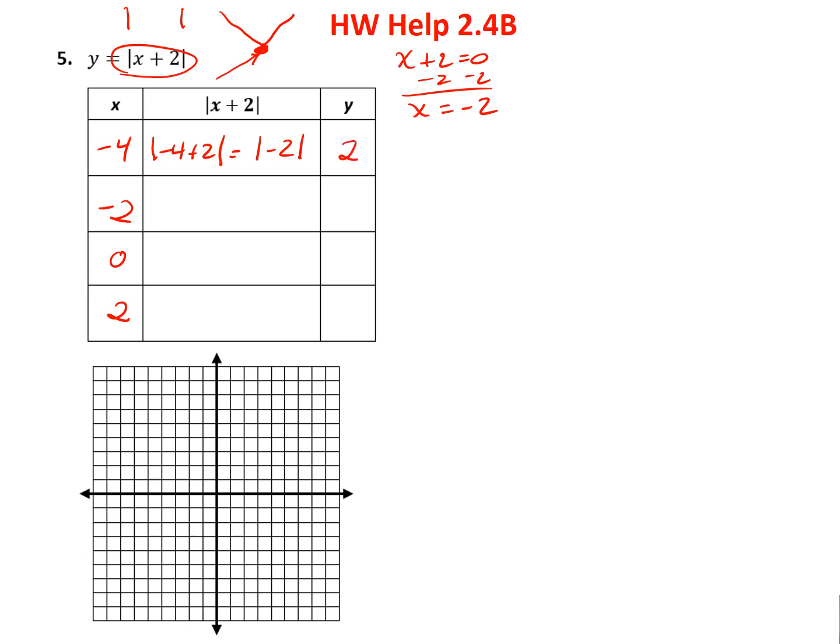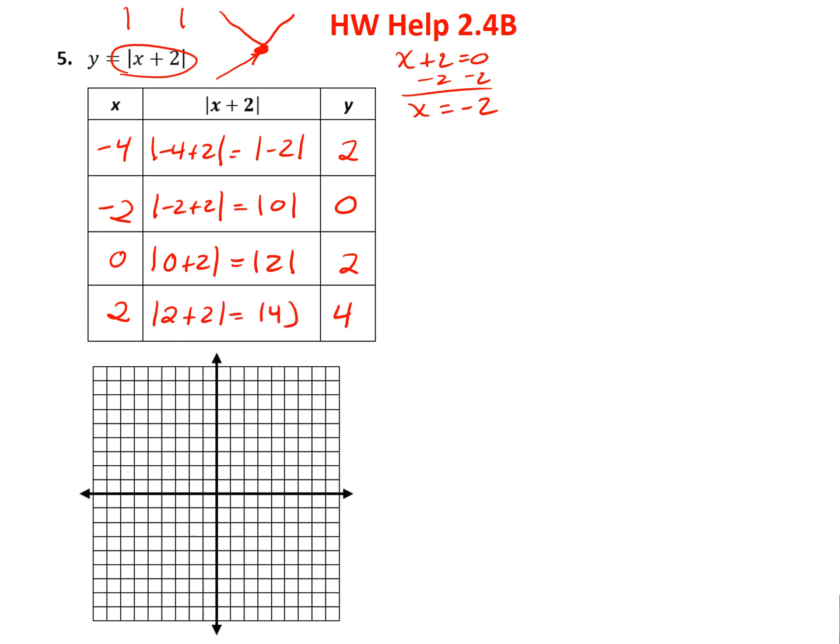The absolute value is always positive. It's how far is the number from 0, and distance is always positive. The next one, minus 2 plus 2, not surprising, that's the absolute value of 0, which is 0. That's what we expected when we set it up. And then the absolute value of 0 plus 2 is going to be the absolute value of 2, which is 2 again. And then finally, the absolute value of 2 plus 2 is the absolute value of 4, or 4.